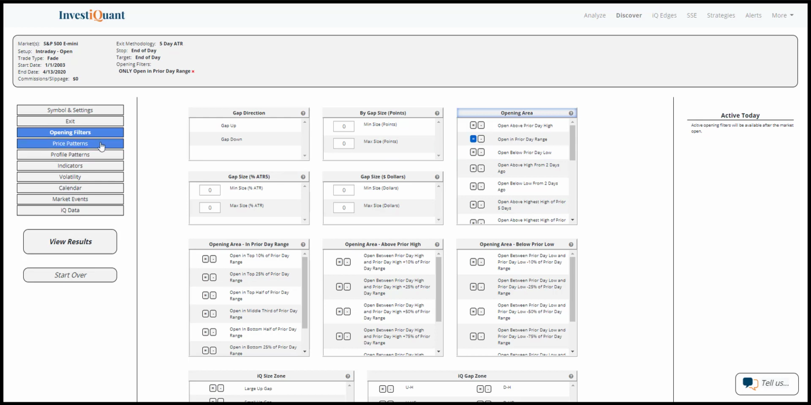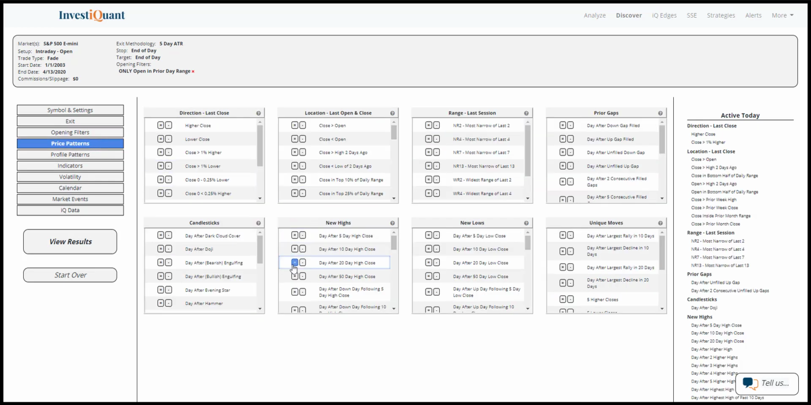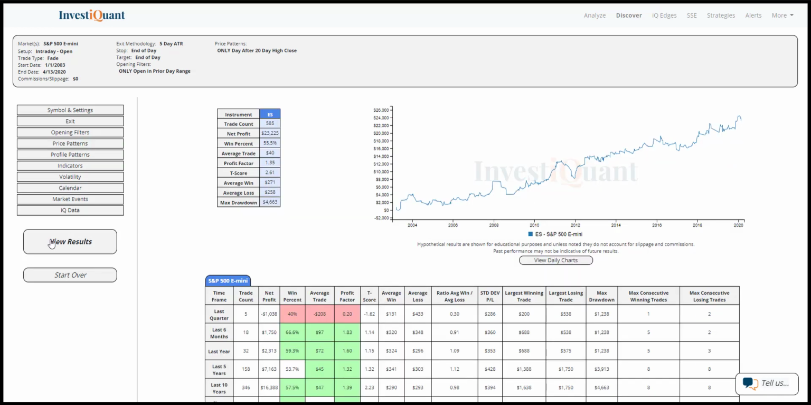And the price pattern we're going to be looking at is closing at a 20-day high. So I'm selecting day after 20-day high close, and I'm going to hit view results. If you look at this, this is entering as a fade, so trading in the opposite direction of the prior day close when opening in range after a 20-day high close.